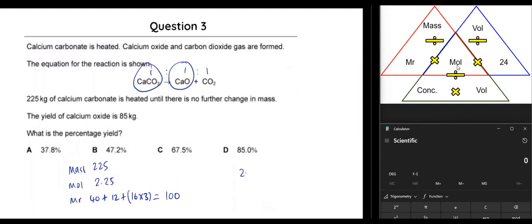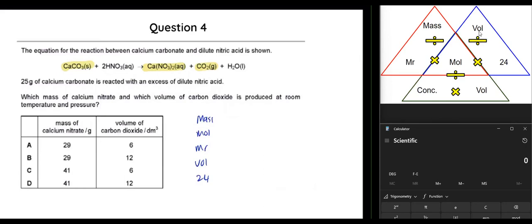So if we've got 2.25 moles, then, so this is our calcium carbonate and our calcium oxide. If we've got 2.25 moles of that, we've got 2.25 moles of that. Calcium oxide is 40 plus 16, which gives us 56. Now we just need to times those two together. Should give us a theoretical yield of 126.